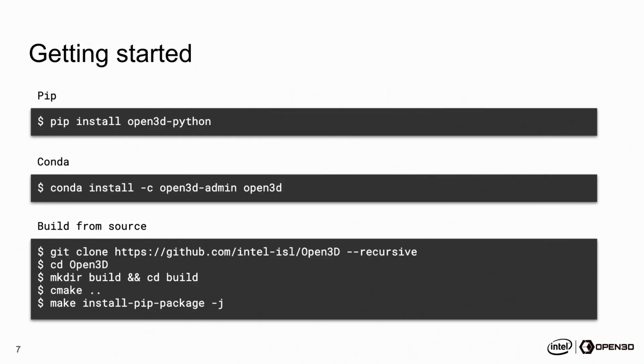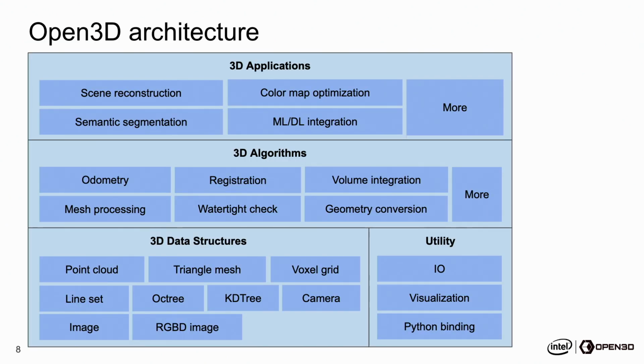So to get started, it's pretty simple. You can just use the conventional one-line pip or conda command to get Open3D. It works on most platforms. You can also build Open3D from source by cloning the repository, running cmake config, and make install Open3D. So this command works. It builds Open3D and also installs the Python package inside the virtual environment. Okay. Next we're going to go through the general architecture of Open3D.